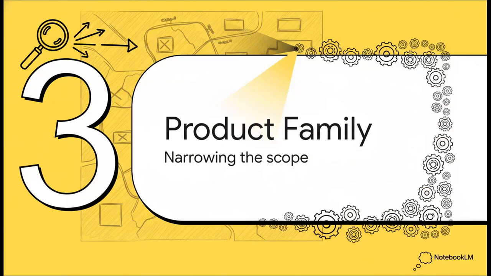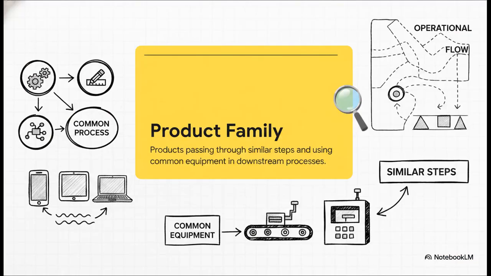Which brings us to Section 3, Defining a Product Family. This is where we learn how to narrow the scope of the mapping exercise. Now, lean philosophy fundamentally challenges our traditional thinking here. When we say product family in lean, we are absolutely not grouping items by what they look like to the customer or by their marketing category.